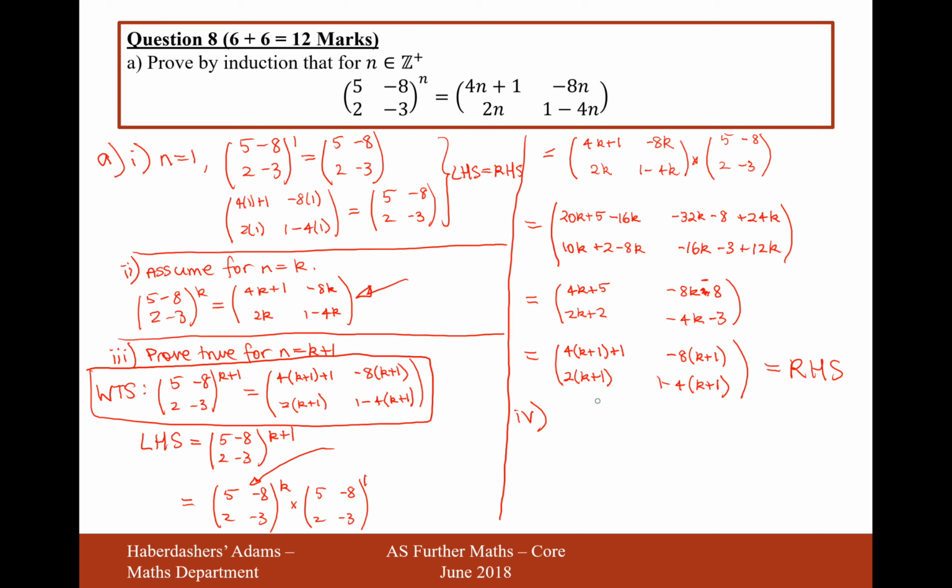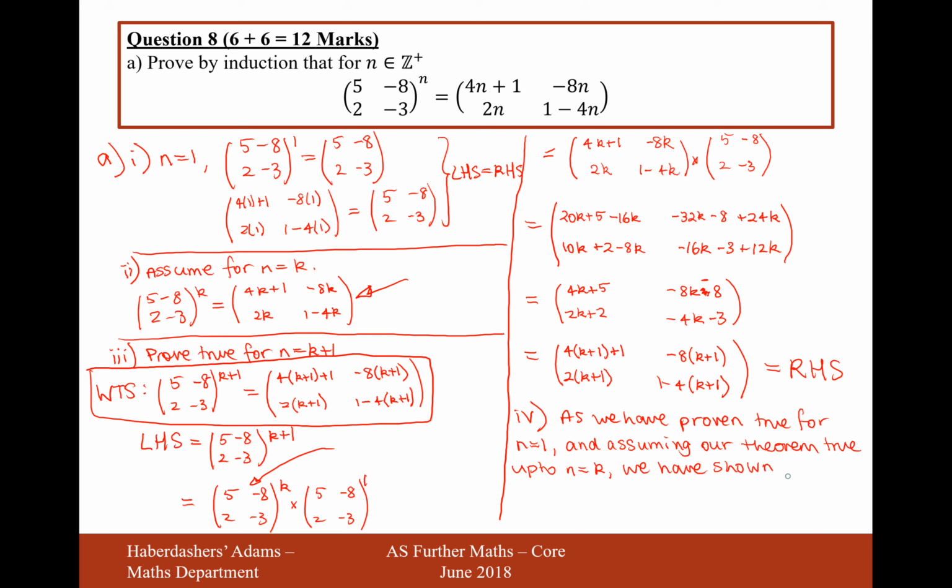And now the final bit is step 4, and step 4 is our conclusion. So the conclusion is, as we have proven, hopefully my pen is not going to start glitching here, as we have proven true for n equals 1, and assuming our theorem true up to n equals k, we have shown our theorem also true for n equals k plus 1.